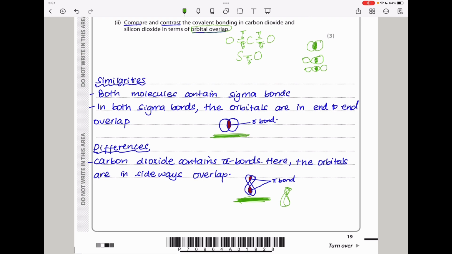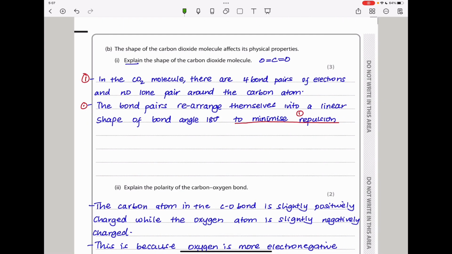So let us continue. Part B says, the shape of the carbon dioxide molecule affects its physical properties. Explain the shape of carbon dioxide molecule. Anytime they ask you to explain the shape, it means you have to say what shape it is and give a reason why that shape is the way it is. So you could begin by this or begin by that. You could begin by saying a carbon dioxide molecule has a linear shape with bond angle 180, then give a reason why.